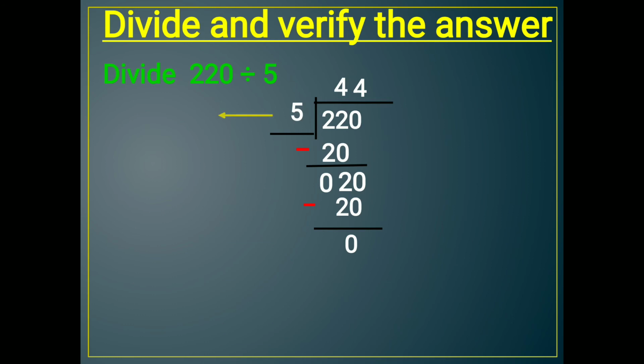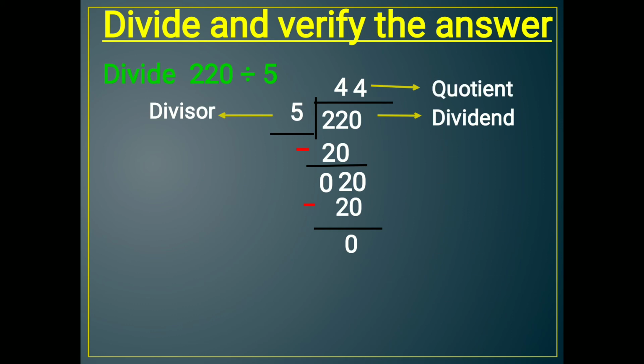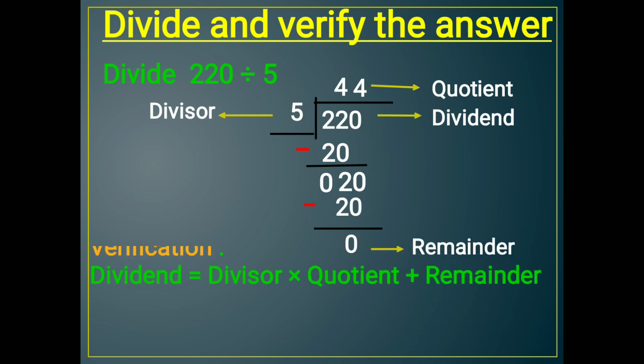So look here, you know that 5 is divisor, 220 is dividend, 44 is quotient, and 0 is remainder. So for verification we use this formula, dividend is equal to divisor multiplied by quotient plus remainder. So you can see here, divisor is 5, quotient is 44, and remainder is 0.